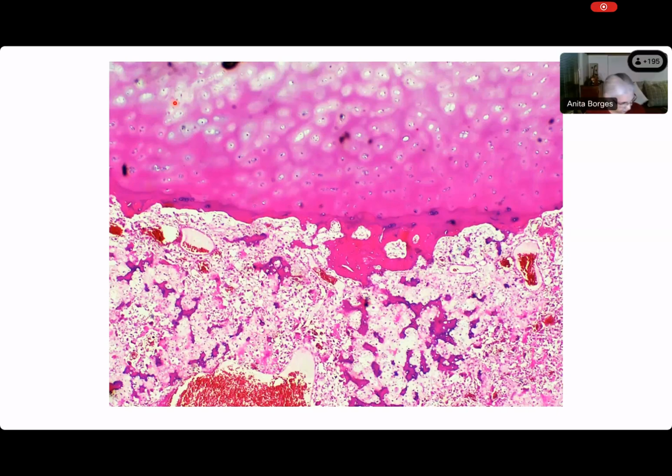Ma'am, I feel this is the bone cortex. You think this is the cortex of the bone? Yes, ma'am. These are the trabeculae which are inside. Trabeculae.